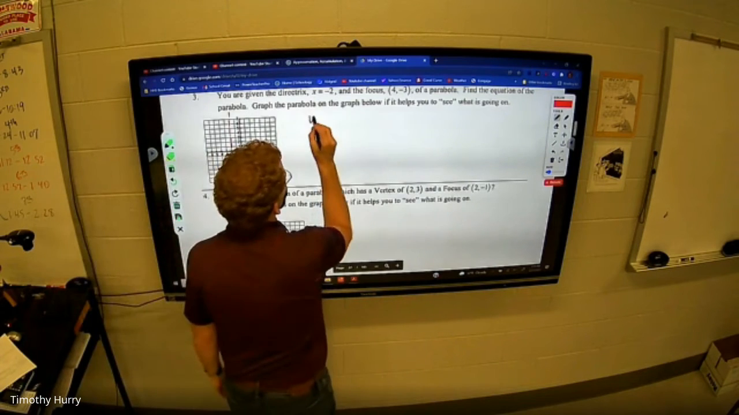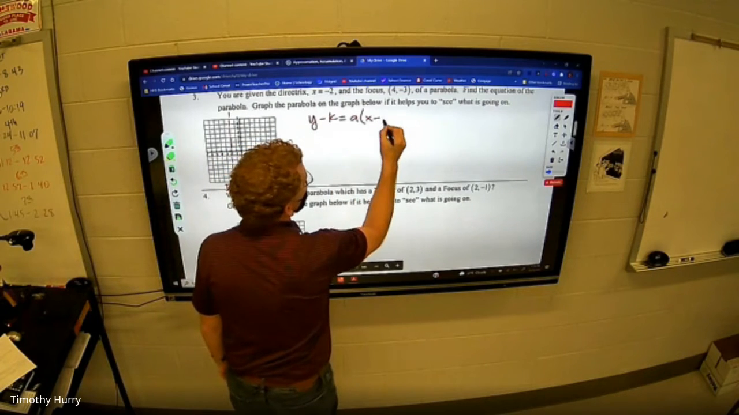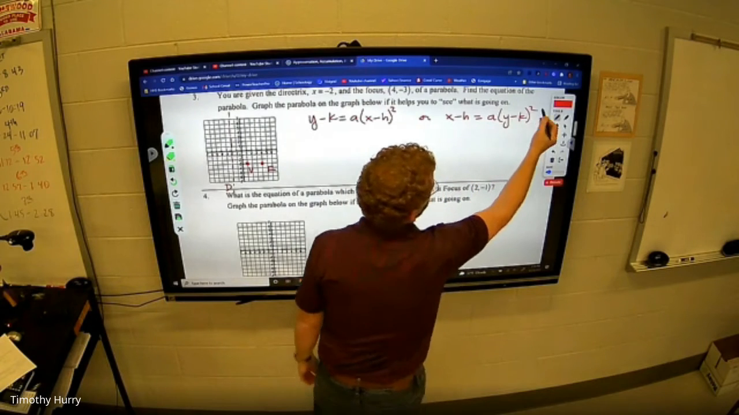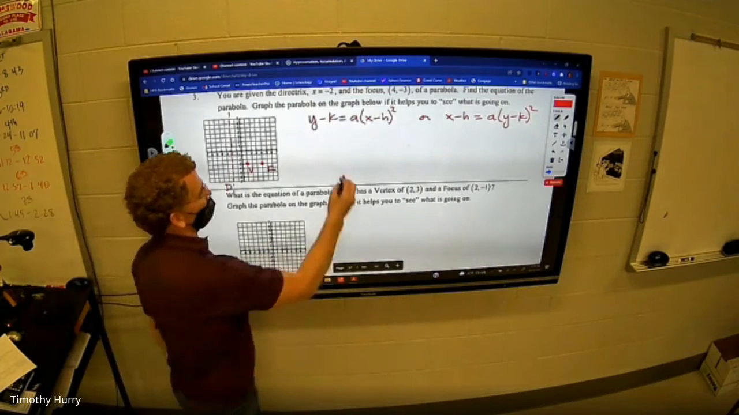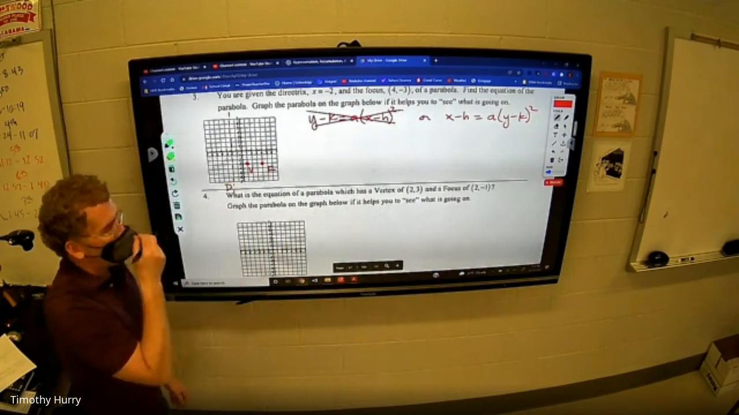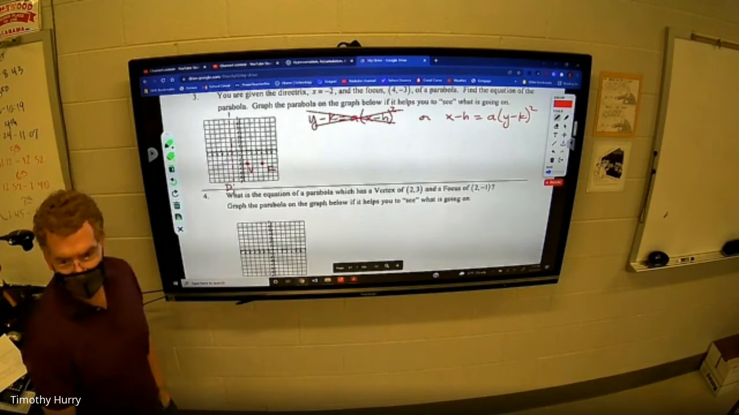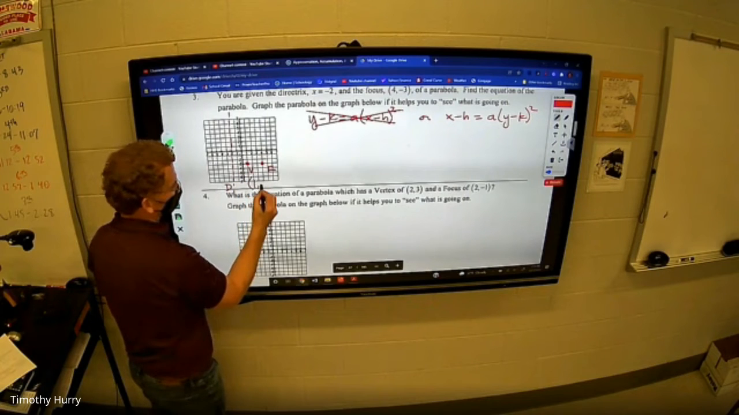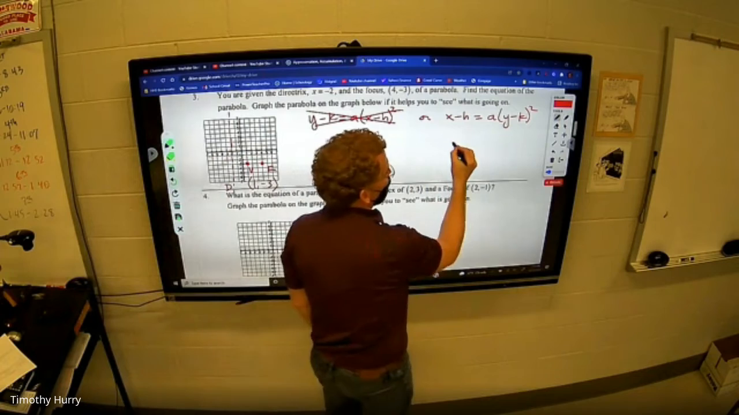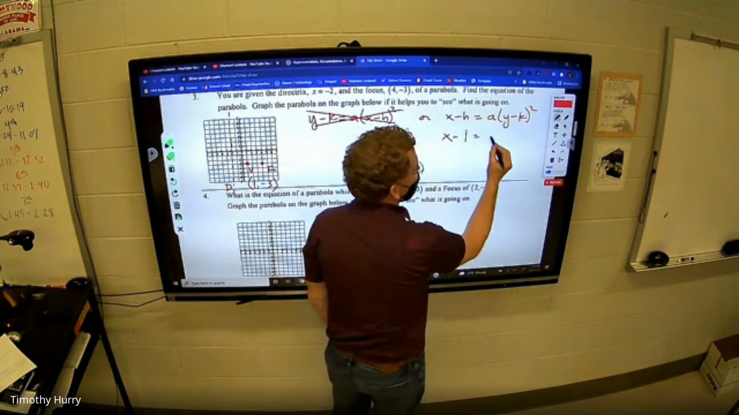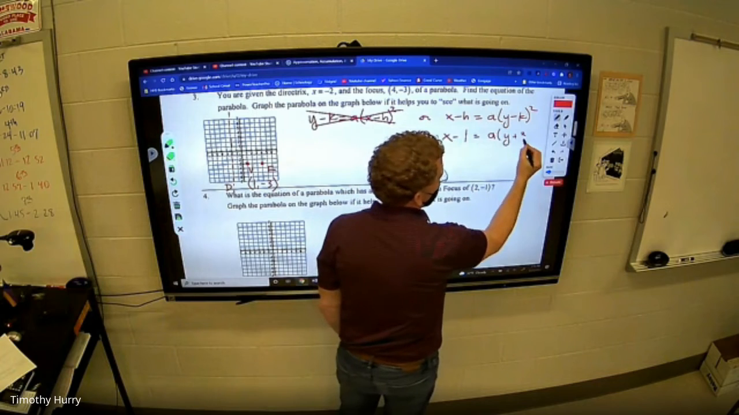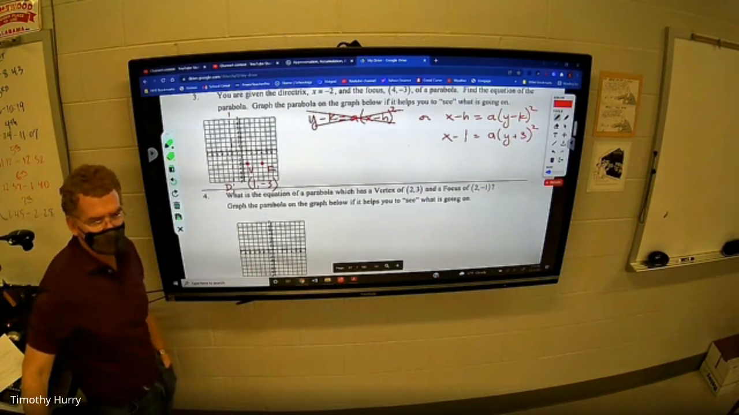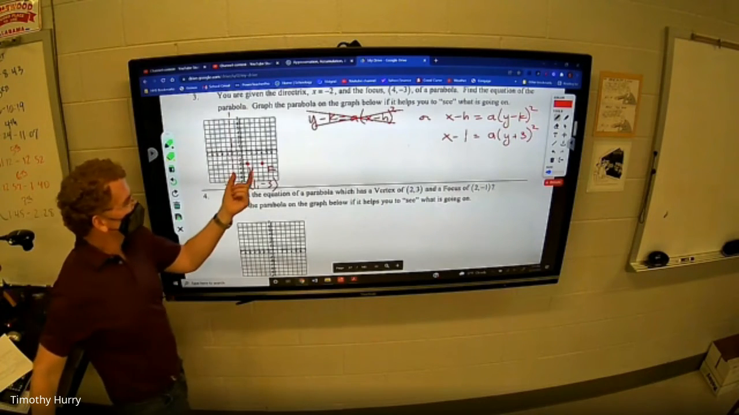So are you going to plug your information into this one, or this one? Second one. So don't use this, since you know it's going to the right. What can you immediately plug in there? And what is my vertex, by the way? If your vertex is 1 down 3, I come up here and go x minus the 1, a, y plus the 3. Now I need a. How can I find a? Find the C value. The C value is 3.